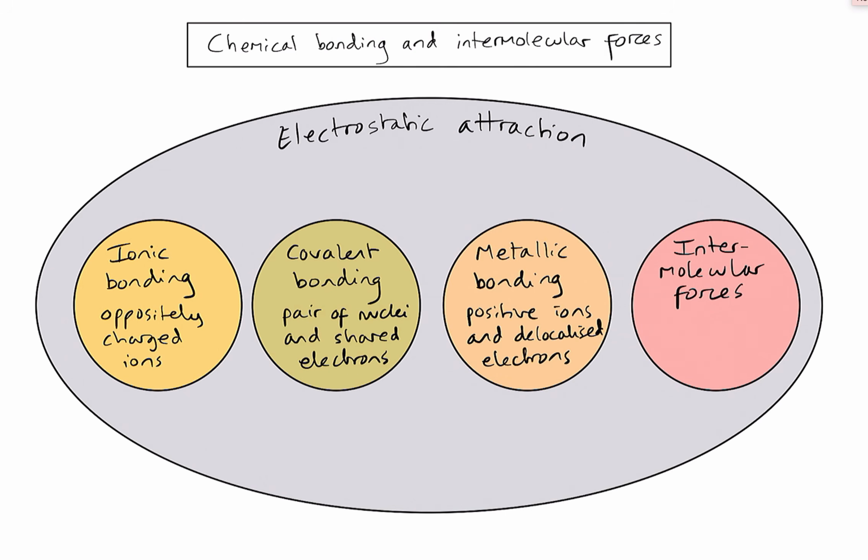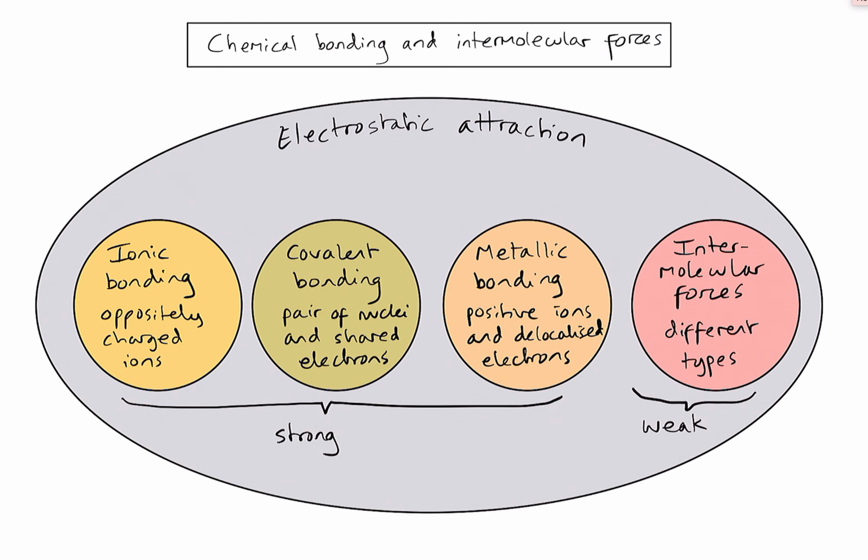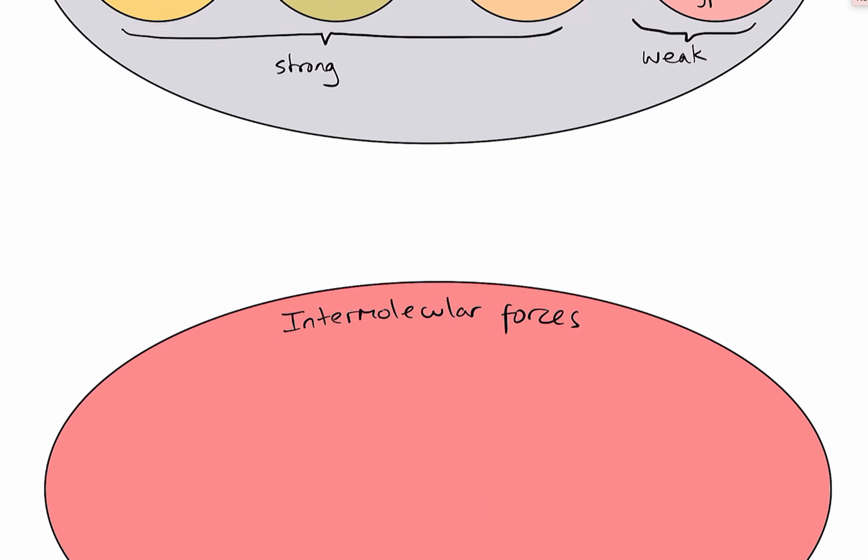And then for intermolecular forces, well, there's four types, so we'll look at the individual types in a moment. It's worth noting here that the three types of bonding are all considerably stronger forms of electrostatic attraction in comparison to any of the intermolecular forces, which are relatively weak. So let's take a bit of a closer look at the intermolecular forces then.